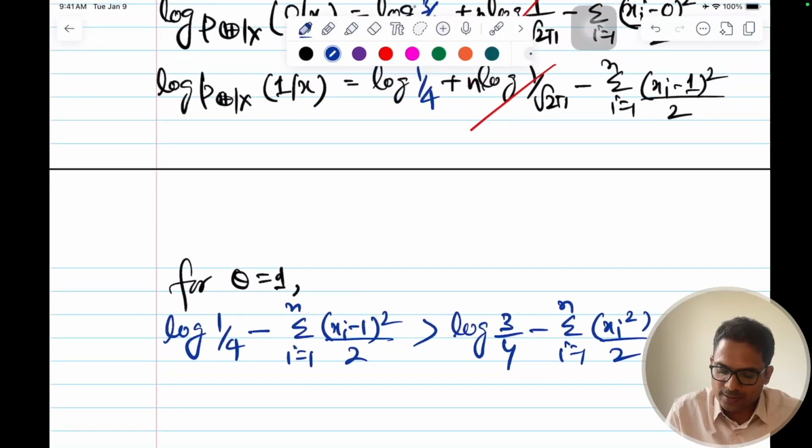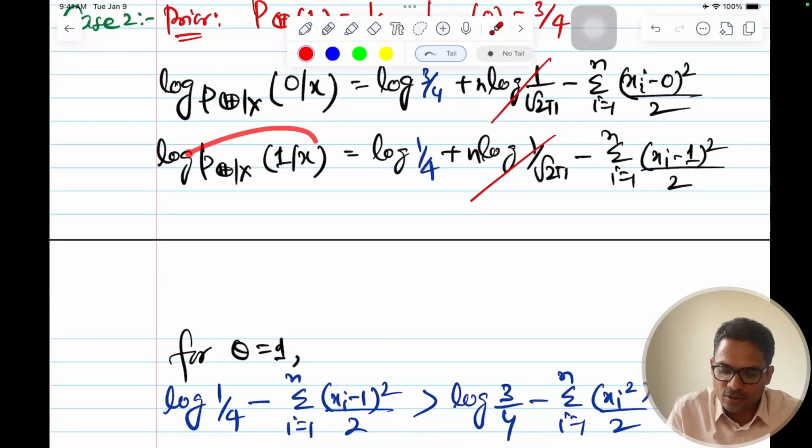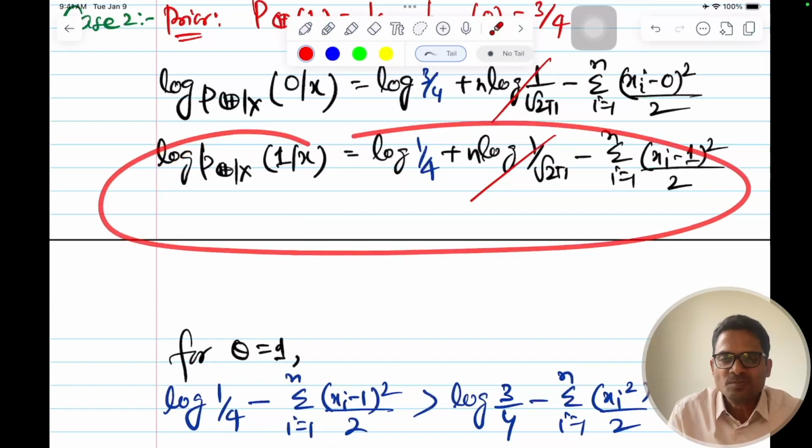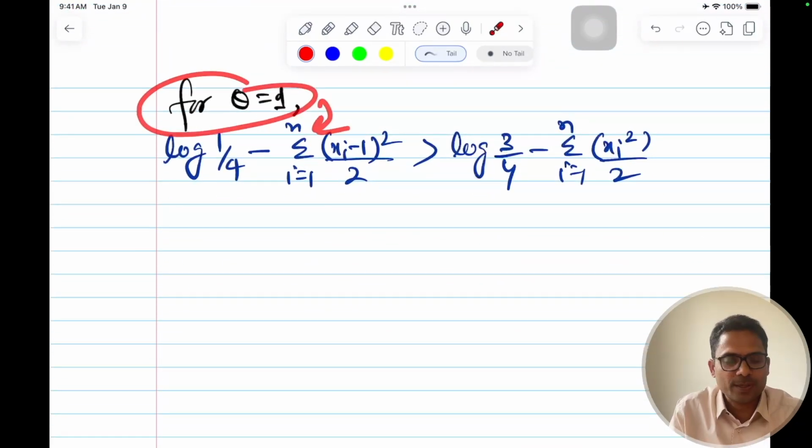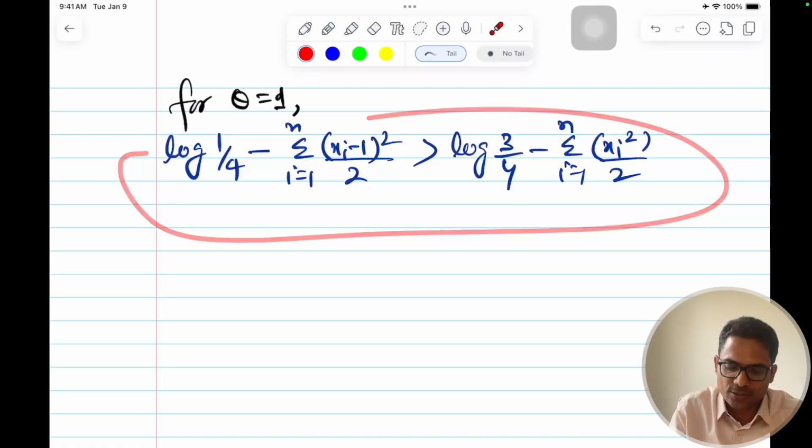This should be greater, only then theta will be equal to 1, because the probability of seeing 1 is greater and the log of that will also be greater. So that's what I'm equating to. For theta to be 1, this should be greater, and I have got this equation now. So let's solve it quickly.